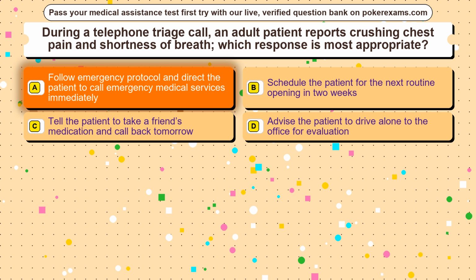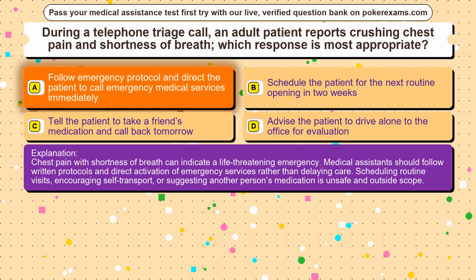Follow emergency protocol and direct the patient to call emergency medical services immediately. Chest pain with shortness of breath can indicate a life-threatening emergency. Medical assistants should follow written protocols and direct activation of emergency services rather than delaying care. Scheduling routine visits, encouraging self-transport, or suggesting another person's medication is unsafe and outside scope.